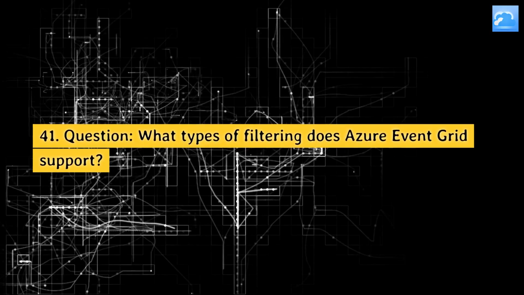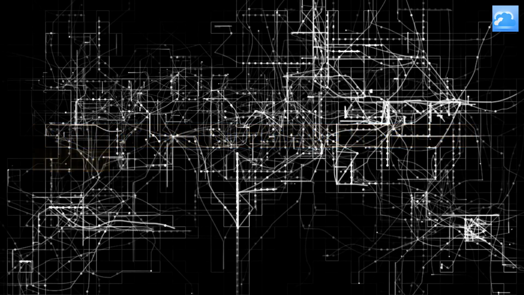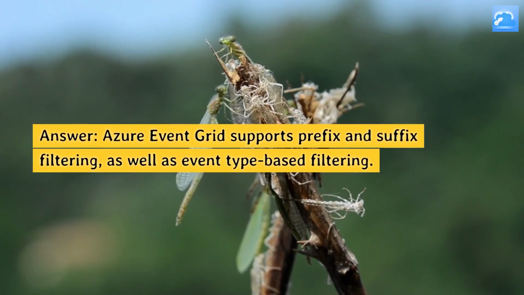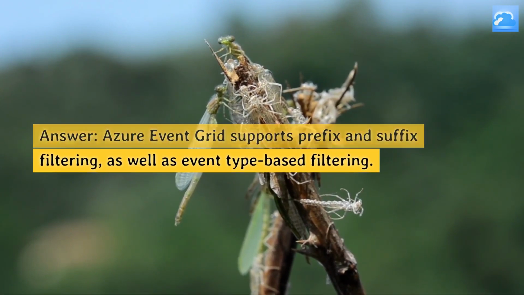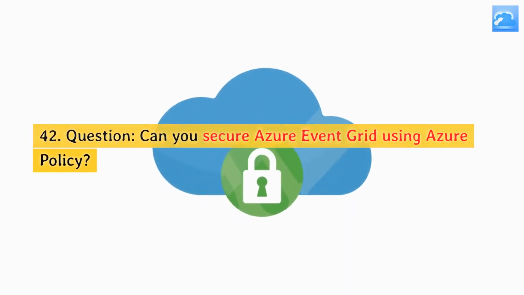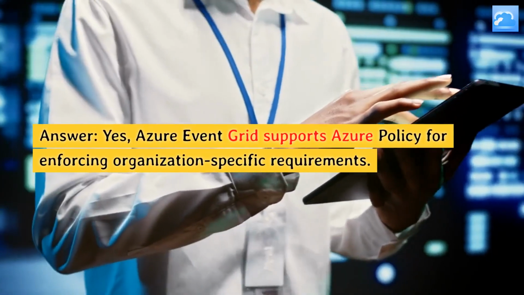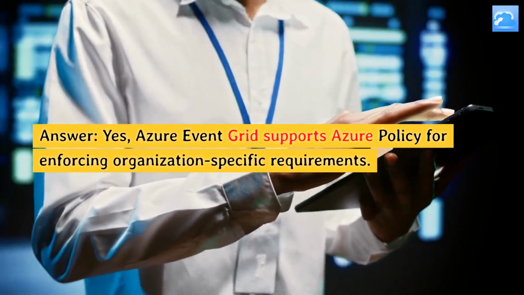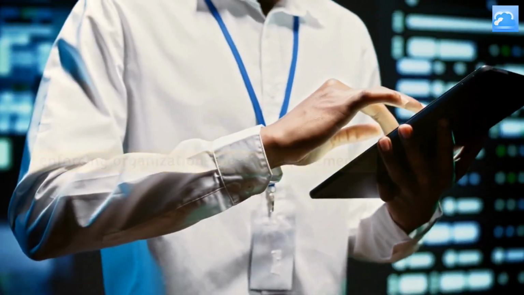41. Question: what types of filtering does Azure Event Grid support? Answer: Azure Event Grid supports prefix and suffix filtering, as well as event type-based filtering. 42. Question: can you secure Azure Event Grid using Azure Policy? Answer: yes. Azure Event Grid supports Azure Policy for enforcing organization-specific requirements.